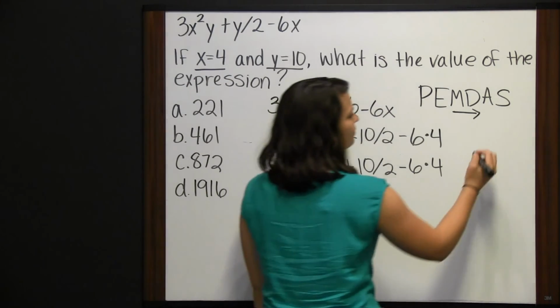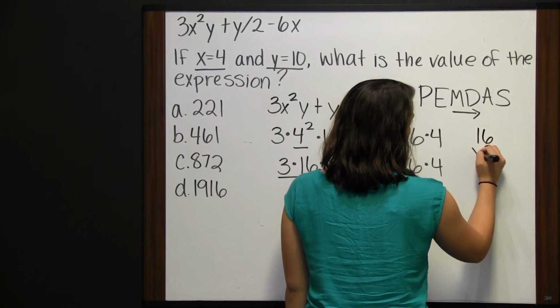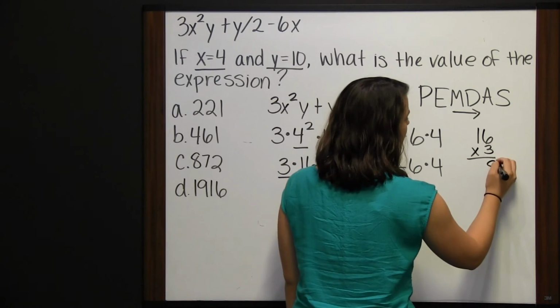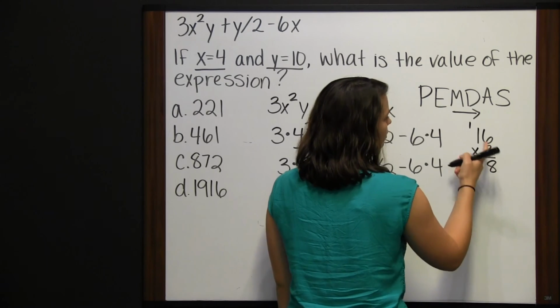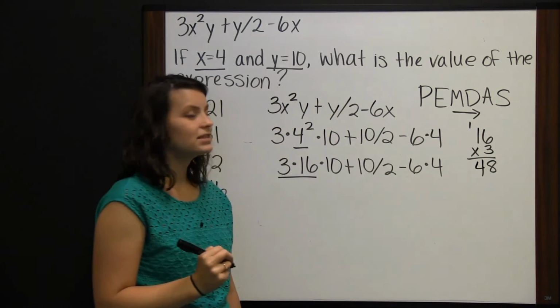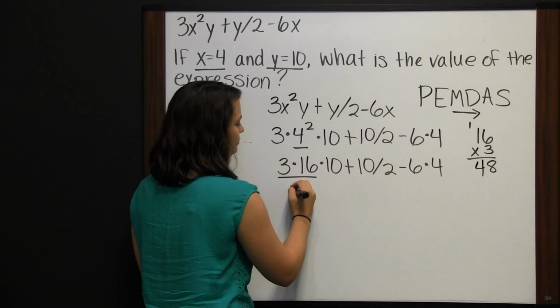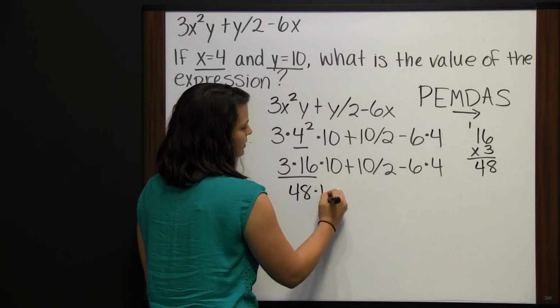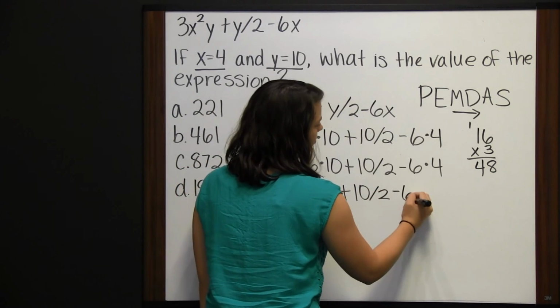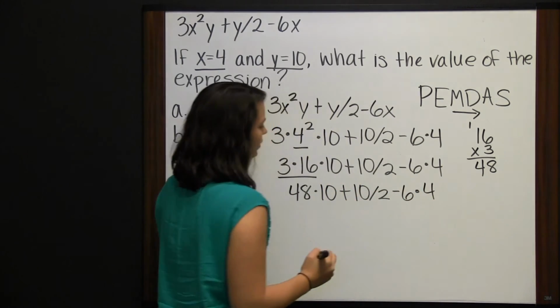And we can work that off to the side. 16 times 3: 3 times 6 is 18, so write the 8, carry the 1. 3 times 1 is 3, plus 1 is 4. So 16 times 3 is 48. So we have 48 times 10 plus 10 divided by 2 minus 6 times 4.